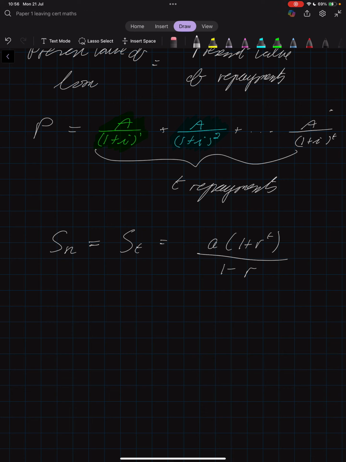Number of patterns and sequences, geometric series is page 250. Again, these are in your log table, so you won't have to know these off. I'm very glad that I don't need to know them off. Yes, it's minus.